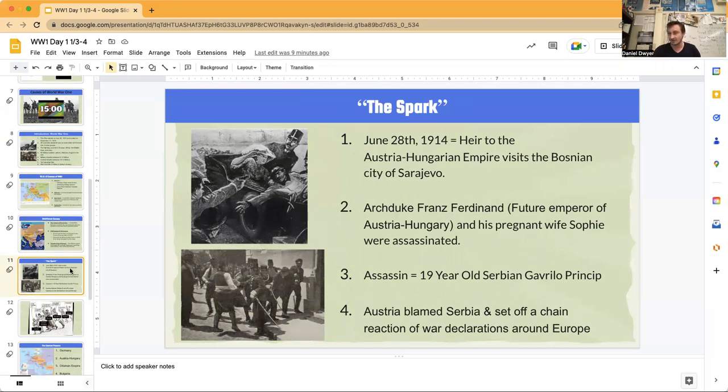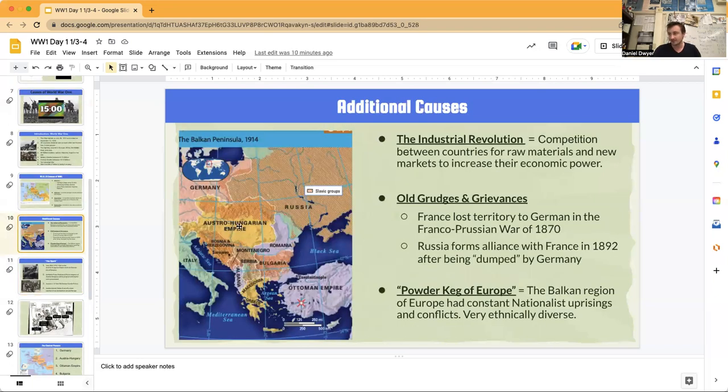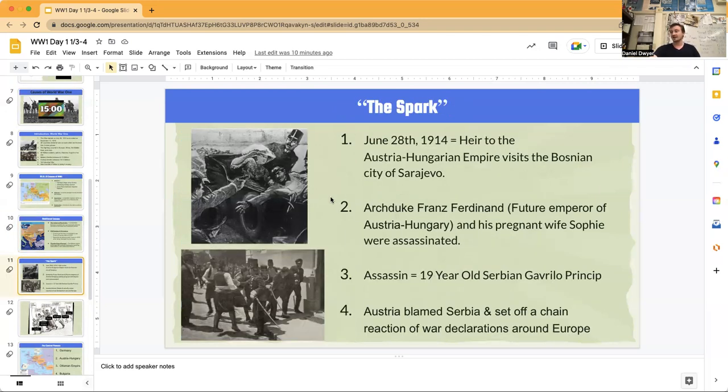the Bosnian city of Sarajevo. So again, if we look on our map, Austria-Hungarian Empire, big right here. He was the heir to the throne, and he is going to visit right here, Sarajevo in Bosnia. Today it's Bosnia and Herzegovina. So he's going to be visiting there. Again, we have to think of these ethnic rivalries, right? They don't necessarily like the Austrian-Hungarian Empire. So he's going to visit, Archduke Franz Ferdinand. He would be the future emperor of Austria and Hungary, and his pregnant wife.